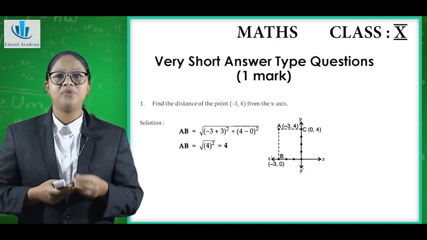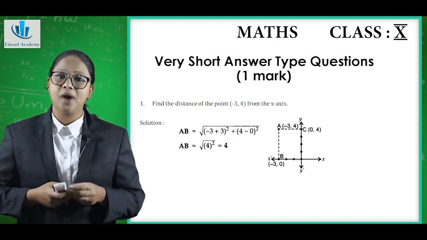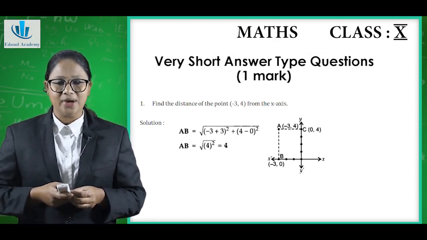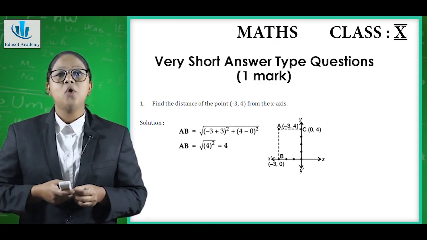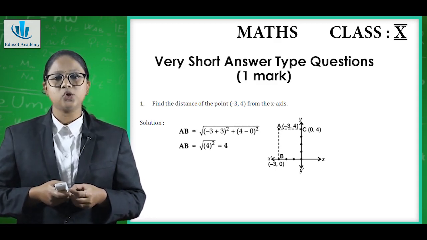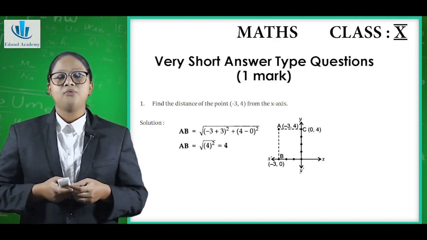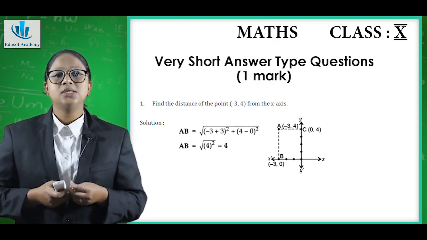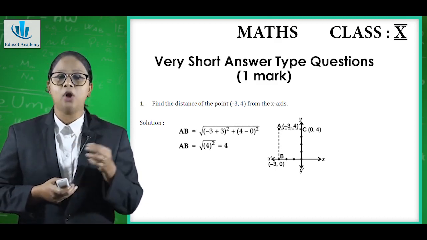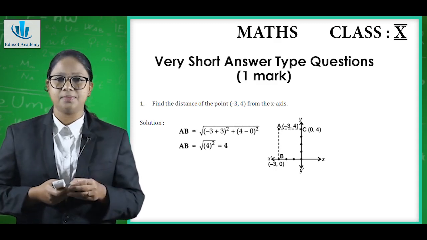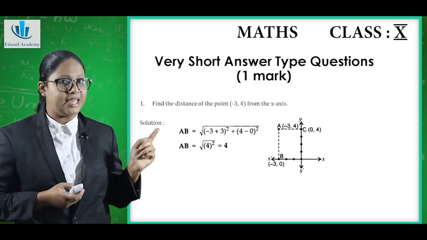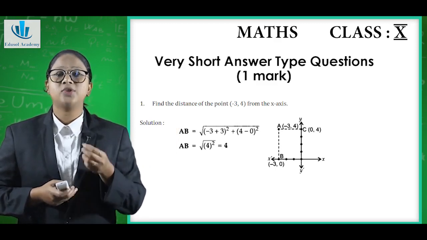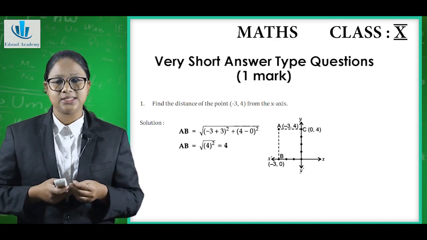The first type is very short answer type questions of 1 mark each. The first question: find the distance of the point (-3, 4) from the x-axis. So the simplest way is to try plotting this in a simple Cartesian plane. You can see in the figure shown on the extreme right, the point has been plotted and we have traced it to both the axes.